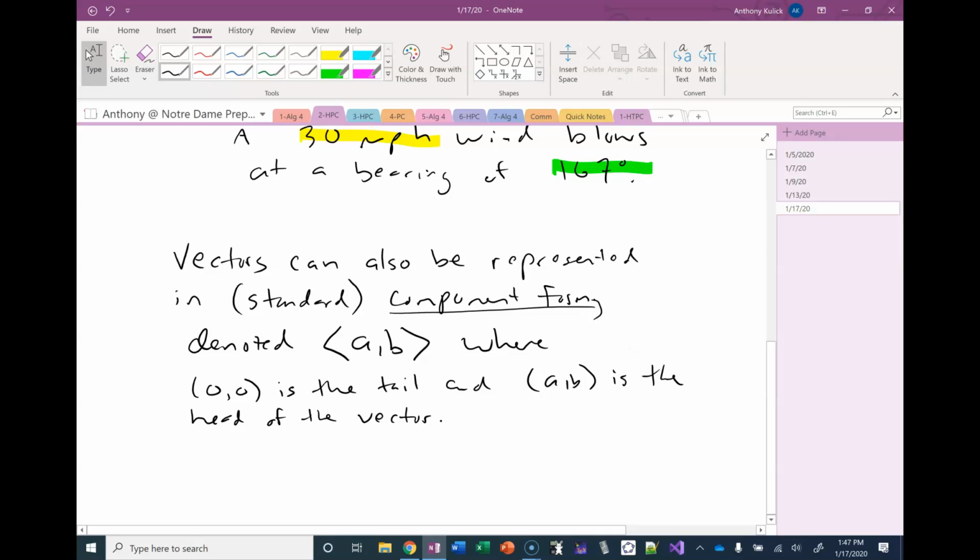So when we talk about a vector in component form, the notation that we're going to use to represent that is we're going to use these wedge-shaped brackets. And the component form for a two-dimensional vector just has two components to it. It's a comma b. And what this component form is representing is a vector where the tail of my vector, if I'm drawing an arrow, there's a tail and a head. The tail of the vector is at the origin, and the head of the vector is at the point a, b.